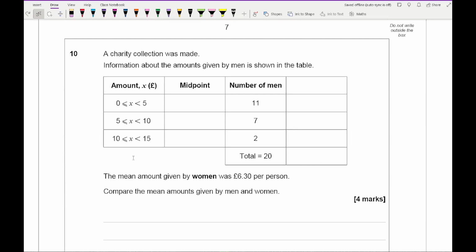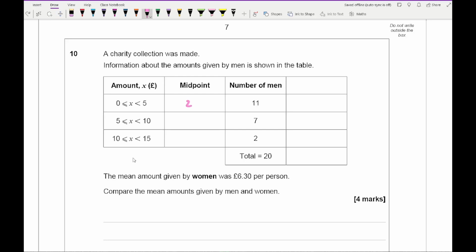Information about the amounts given by men is shown in the table. The mean amount given by women is £6.30 per person. Compare the mean amounts given by men and women. So for this, what we need to do is first of all find the average for the men. So we're first going to complete the table.